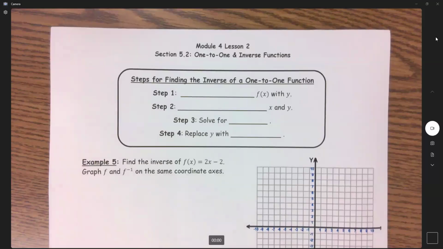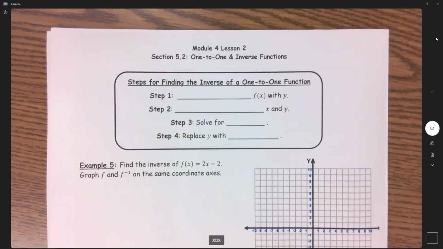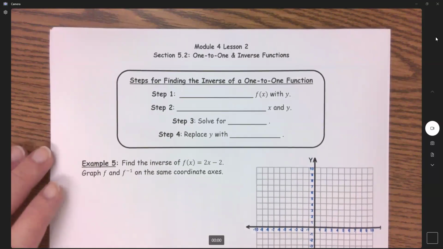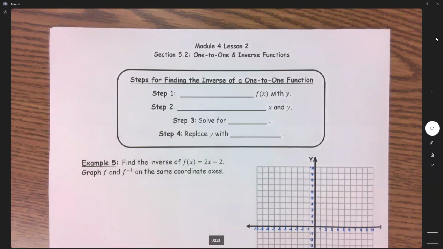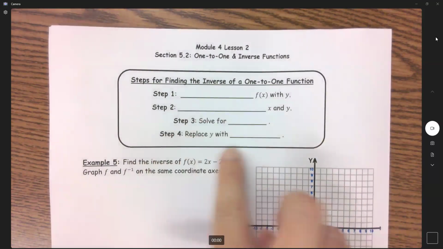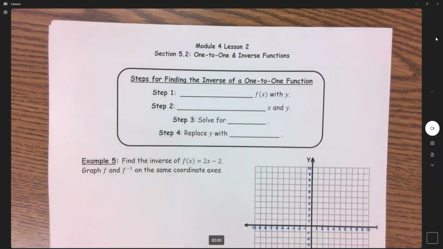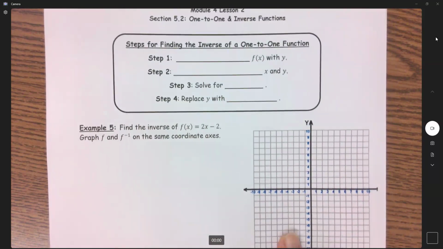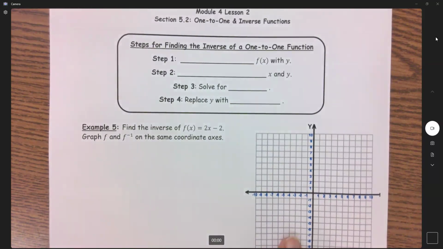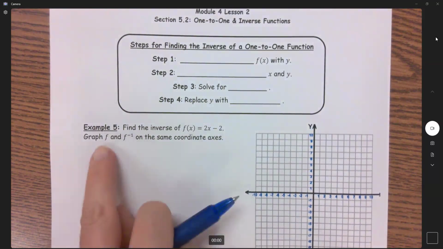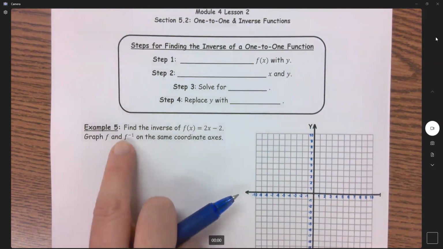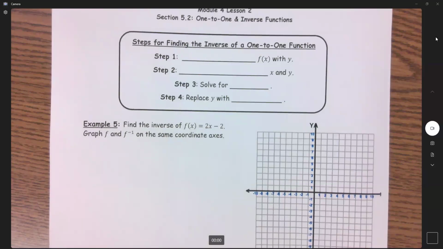We're going to continue on with graphing one-to-one functions and graphing its inverse on the same graph. But now we're actually going to be able to name that inverse function using these 4 steps right here. Now, before we get to this, I want to do part of this problem on example 5. So example 5 says find the inverse of f of x equals 2x minus 2, and we want to graph the function and its inverse on the same coordinate axis.